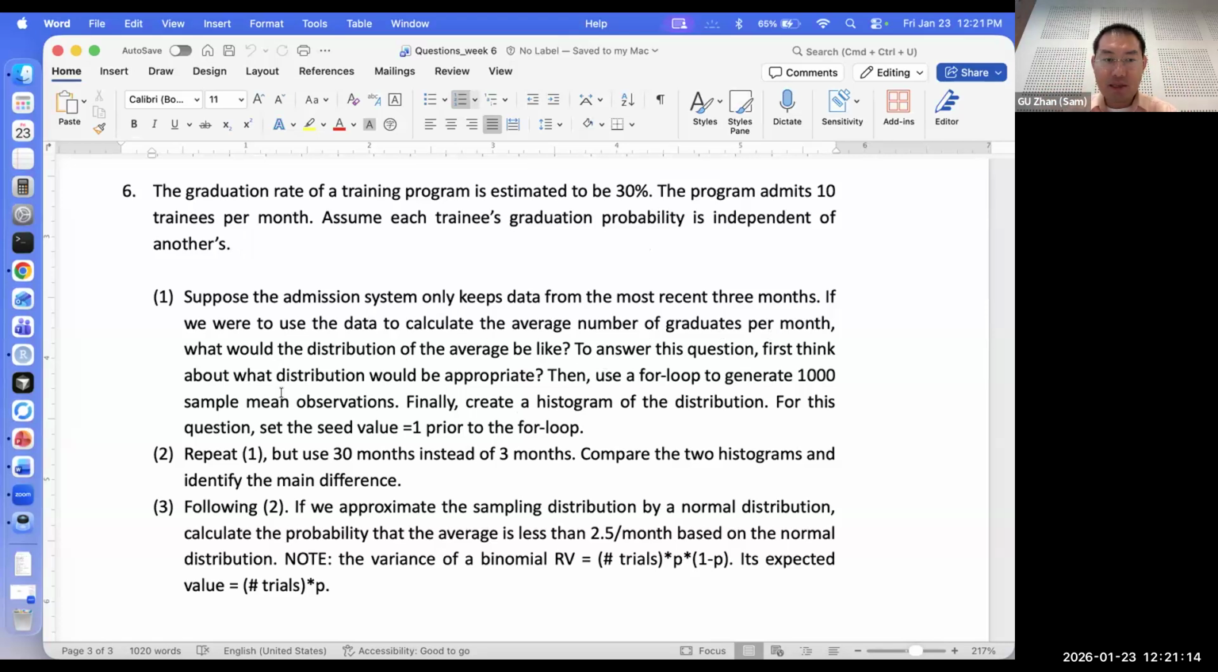Then generate 1,000 sample mean observations. I'm going to calculate a histogram of the distribution and set the seed value to 1. We use the data to calculate the average number of graduates per month based on the 3 values. Every 3 months we have an average answer, so 3 months instead of 30 months.